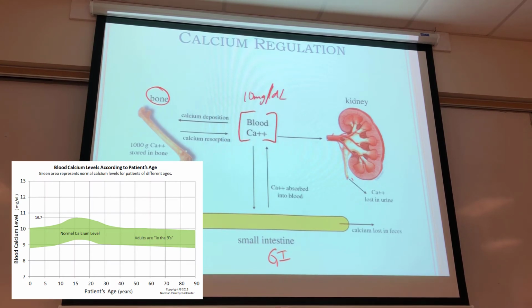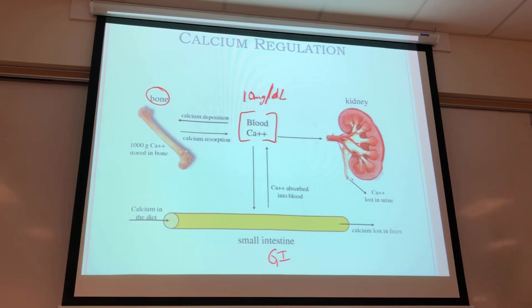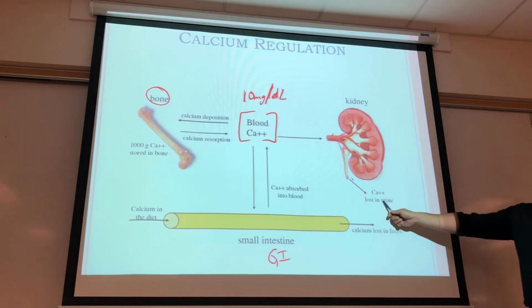Don't worry about it, you don't have to memorize it. I might actually be off. That's okay. The other source is our GI tract, our small intestine. We can absorb calcium through our diet. We can eliminate calcium through our feces, as well as our kidneys. We can regulate our minerals in our kidneys through urination.